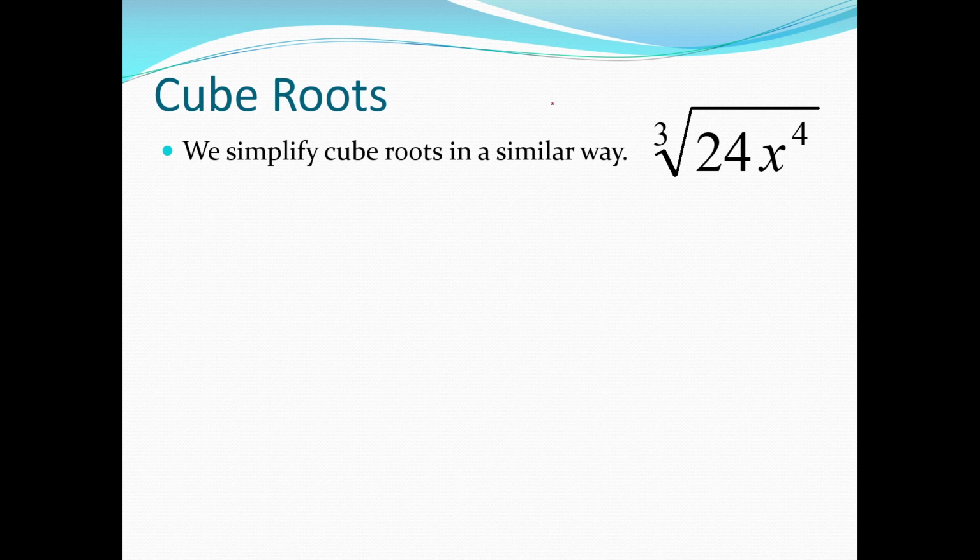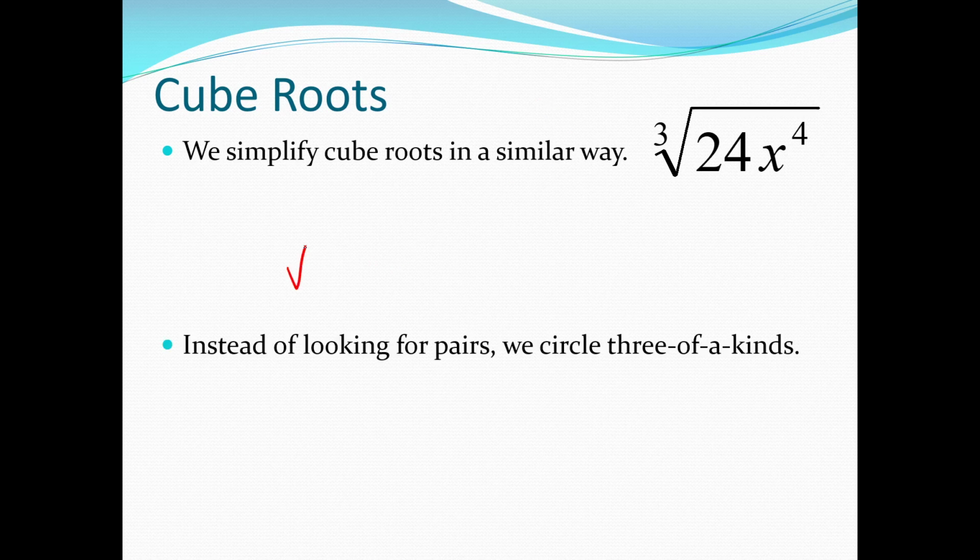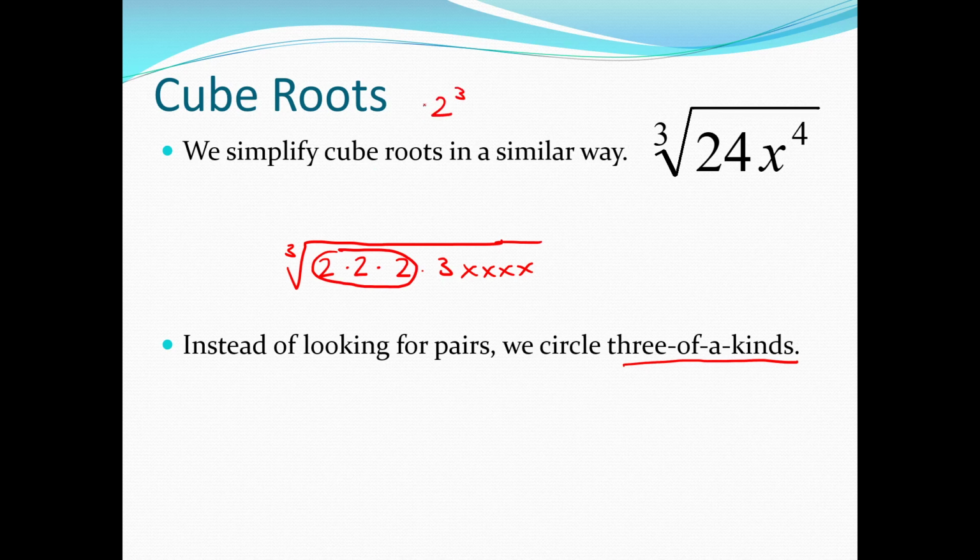Okay, you do the same thing. You're going to start by writing it out. So 24 is 2 times 2 times 2 times 3. And then x, write out 4 copies of x. But instead of looking for pairs, like a square root, we're going to circle 3 of a kind. This number tells us how many things to circle. So we circled 2 times 2 times 2. Again, really that's 2 cubed. And then we're taking a cube root, so that's going to cancel out and just leave us with a single 2 remaining.